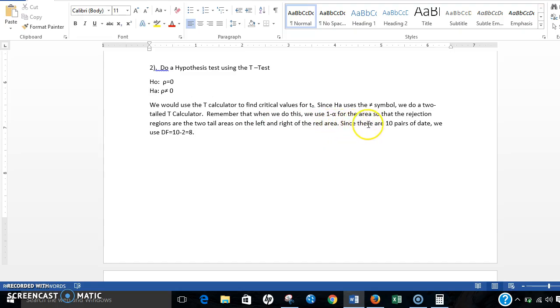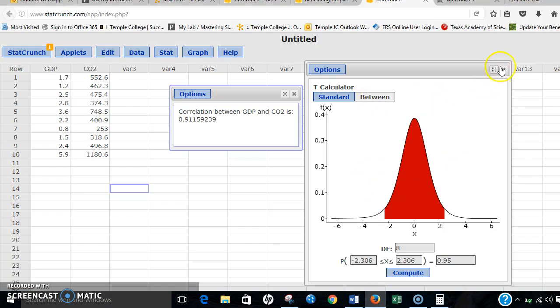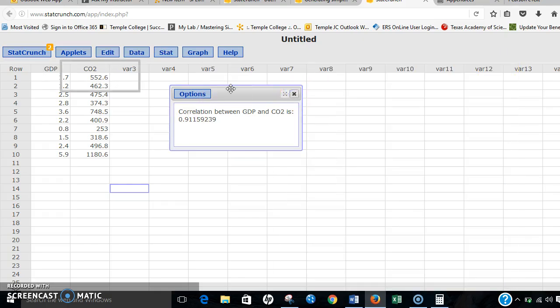And again, since there are 10 pairs of data, we use, for degrees of freedom, 10 minus 2 equal 8. Now, I've done this in StatCrunch. I'll go ahead and repeat that so you can see it. Here's the results, but I'll go ahead and go back through how I figured that.